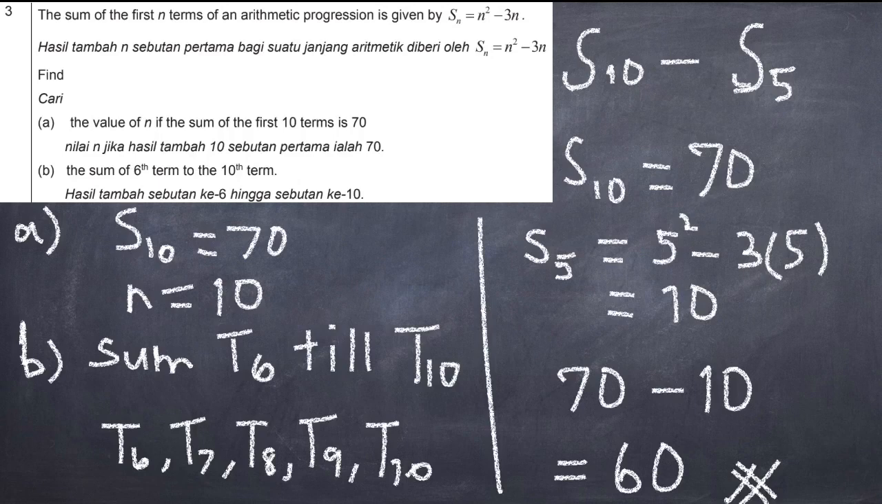So S10 is already known, which is 70. But S5, you need to find by putting 5 into your n. You have 5² minus 3 times 5, so you get 10. So 70 minus 10 will be 60. So the answer will be 60.